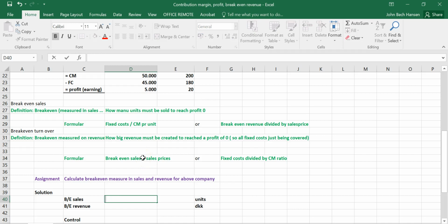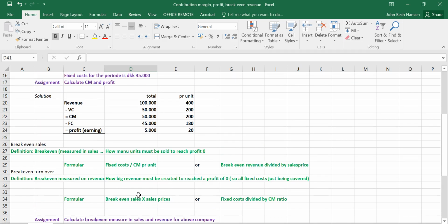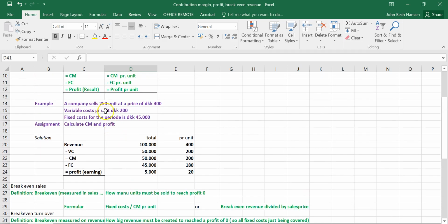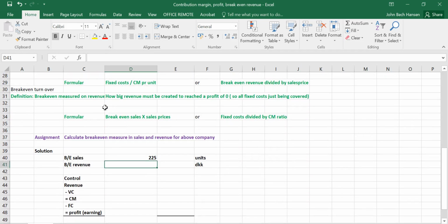45,000 divided by the contribution margin per unit. And that was 400 minus 200. So I can divide by 200. So they need to sell 225 units every month. And they expect, or they normally sell 250. So they have a safety margin, so to say, of 25 units.